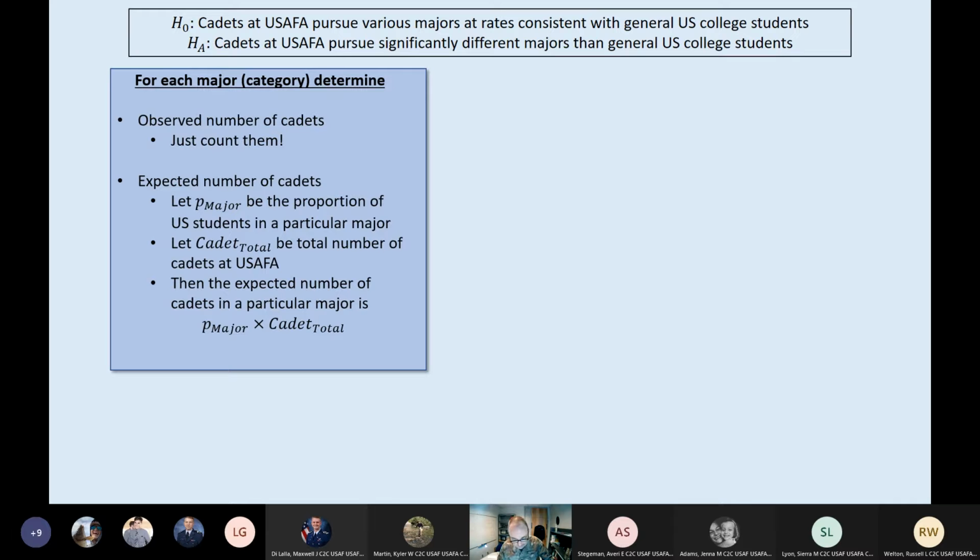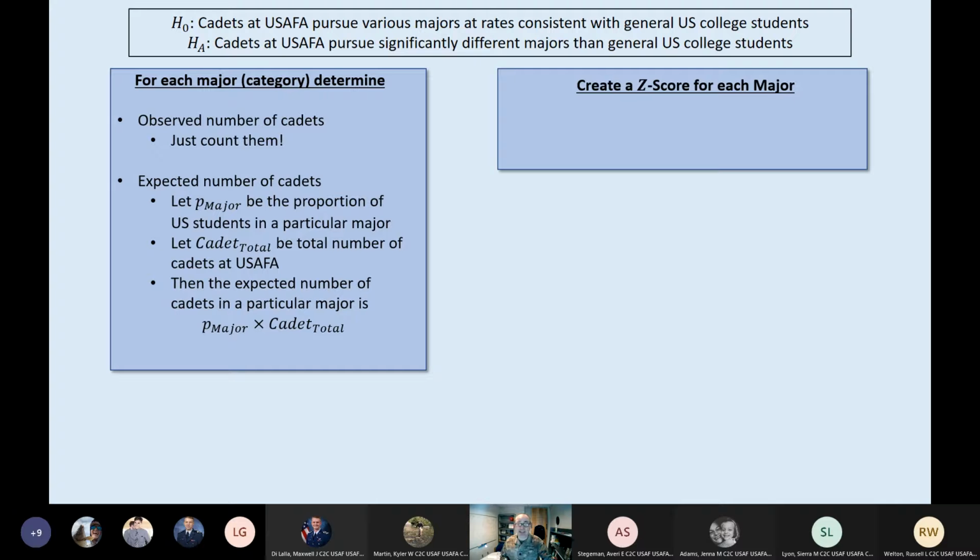Okay, next step, we're going to calculate some z-scores. Now, we did z-scores when we were doing the single proportion, right? If my question had just been, is the proportion of math majors at USAFA the same as the proportion of math majors at all US colleges, then I would only need to calculate a single z-score, right? Because that z-score would tell me how far off my estimate is from the assumed value, and I could figure things out from that. But here we're going to do every single major at the same time. So I need a z-score for every major. And we do that in a similar but slightly different way, right?